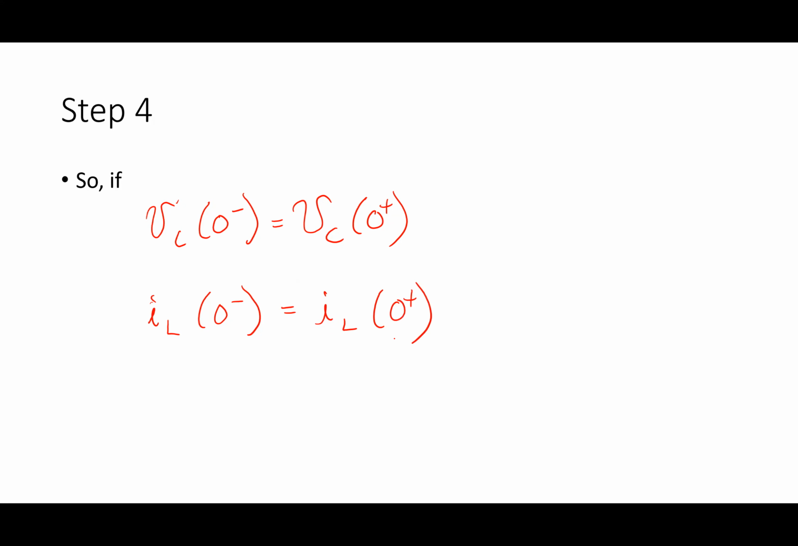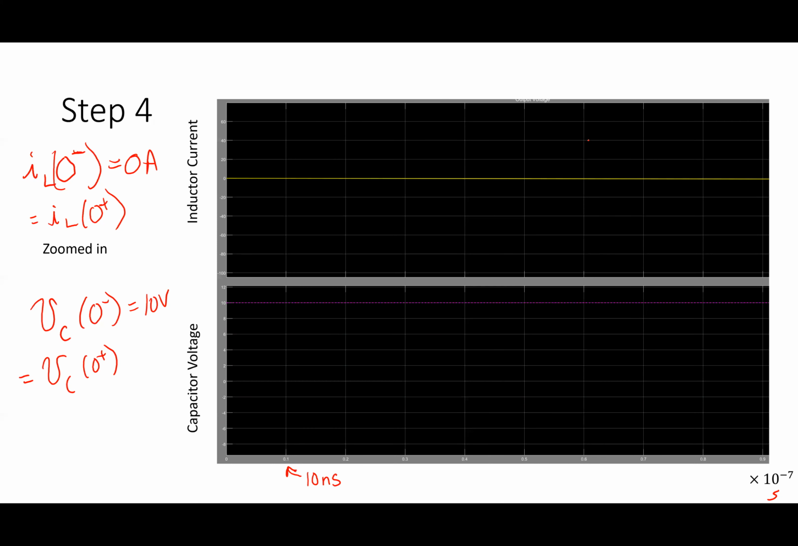Basically what that says is, if I look at time t equals 0 minus and find out what the voltage on the capacitor is, and find out what the inductor current is, then I can think of, for a really short time around t equal to 0, the voltage on the capacitor stays constant. The current in the inductor stays constant.